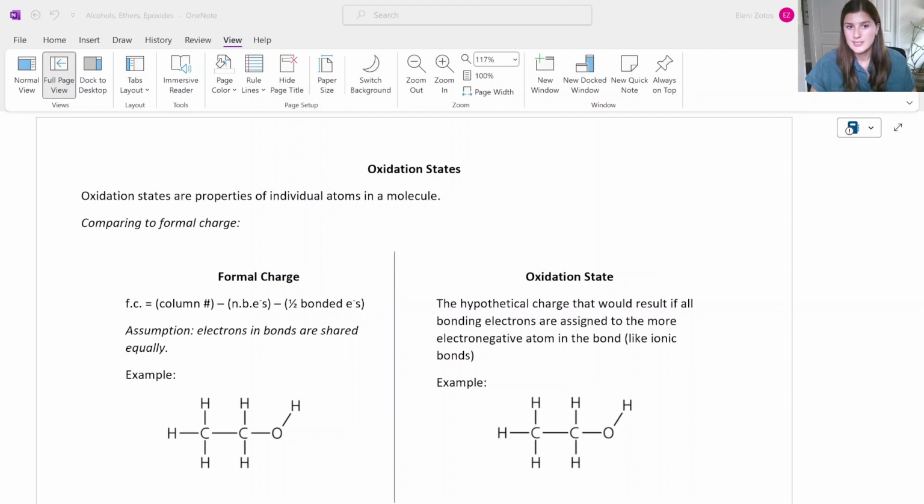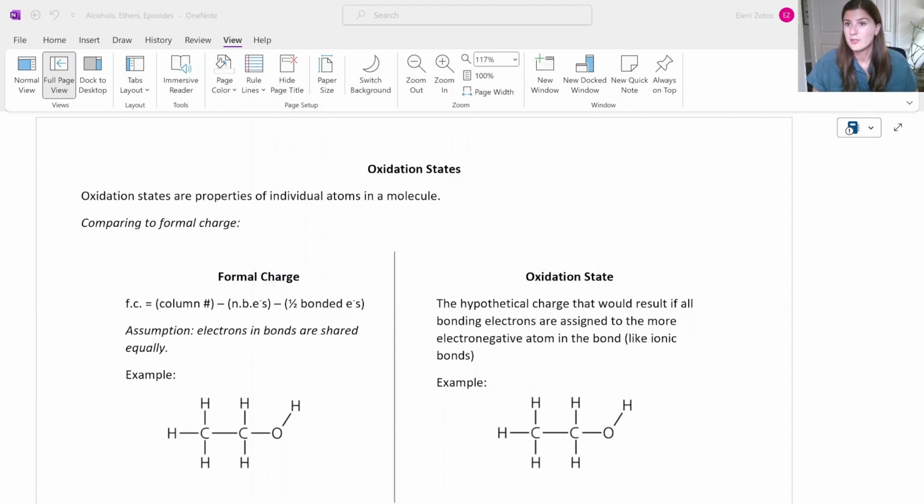So oxidation states, this is a property of an individual atom in a molecule. And it's similar to formal charge, but it's different. Both formal charge and oxidation states are useful in describing properties of atoms in molecules. They are just calculated a little bit differently.